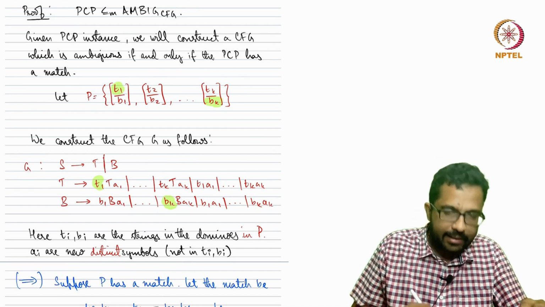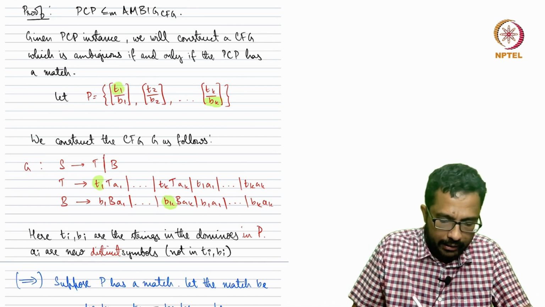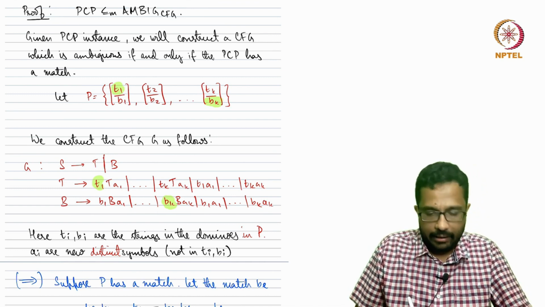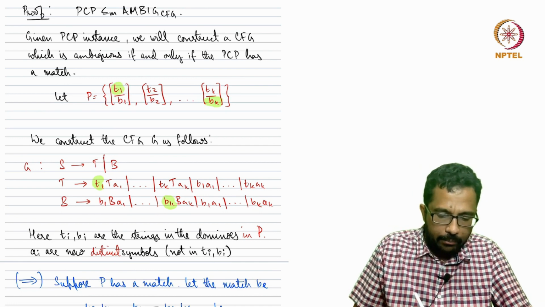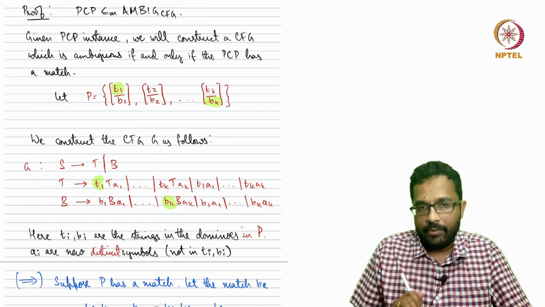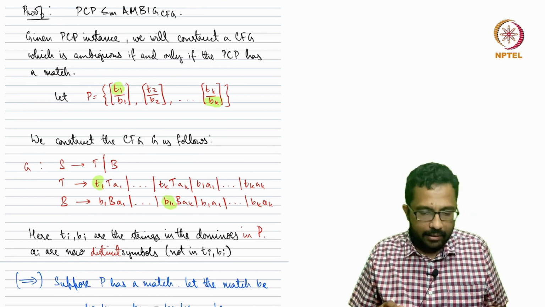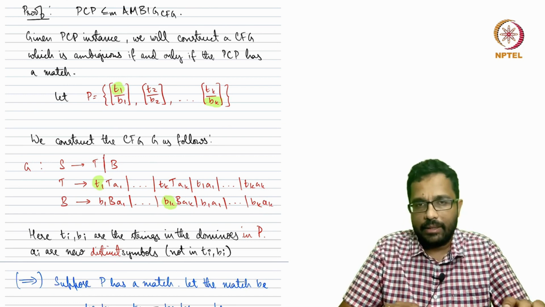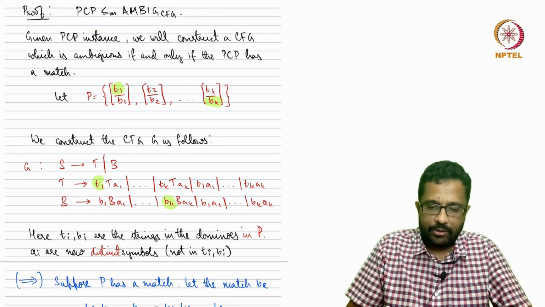And these are the rules. S gives T or B, and once we get T, then T1 T A1 up to Tk T Ak, then T1 A1, T2 A2 up to Tk Ak. Then B gives B1 B A1 up to Bk B Ak, then B1 A1 up to Bk Ak. So these are the rules of the grammar. The grammar is very easy to construct once we have the PCP instance. We don't need to check whether they are matching or anything.